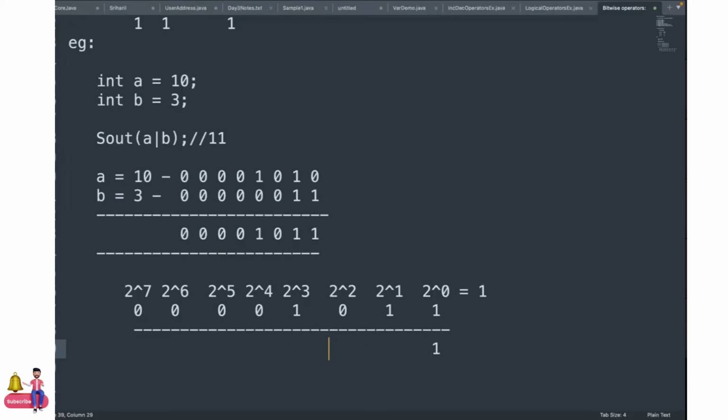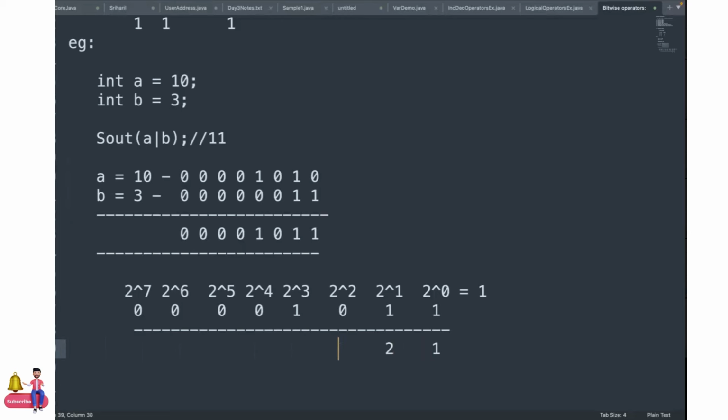And later we have 2 to the power of 1. 2 to the power of 1 is 2, right? So 2 to the power of 1 is going to be the same number, so we got 2. So 2 into 1, how much is it? It is going to be 2.